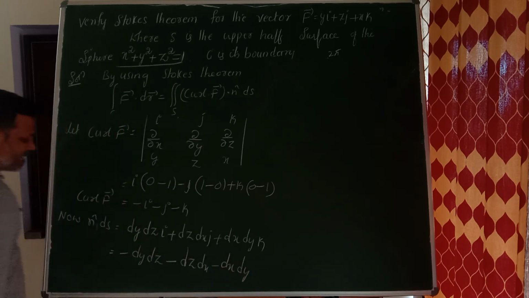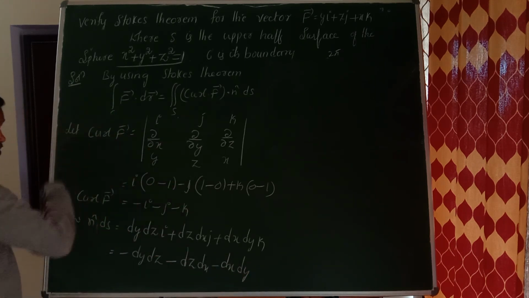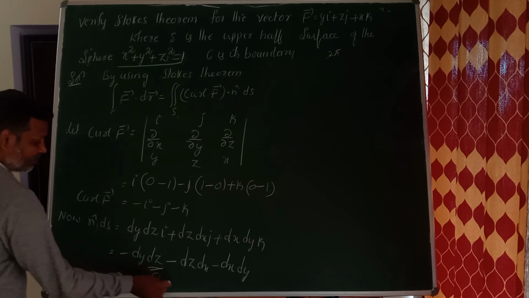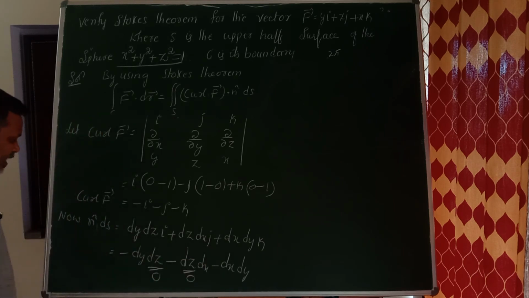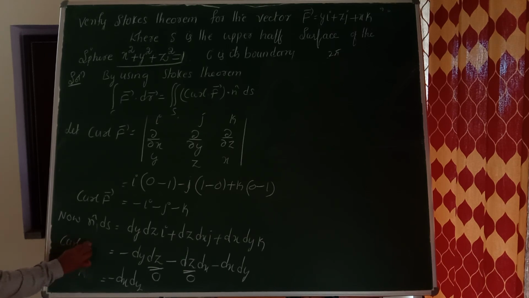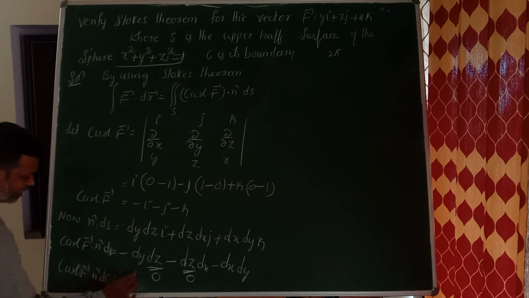One thing you should understand here: when z is equal to 0, I already said that dz is 0. Here also dz is 0. When it goes, the remaining thing is what? Minus dx dy. This is what curl F dot n cap ds is. Curl F dot n cap ds, this is minus dx dy remaining. Now find out the RHS.